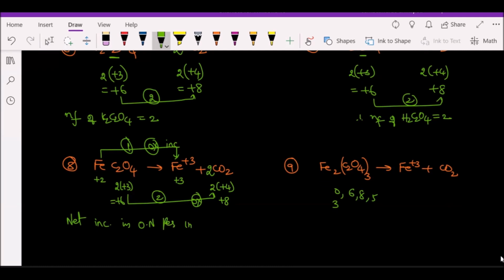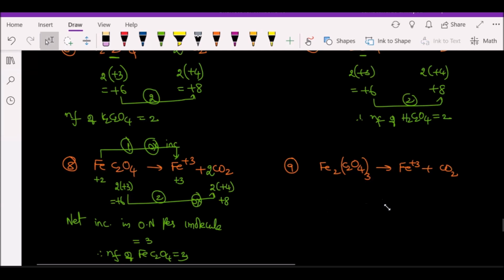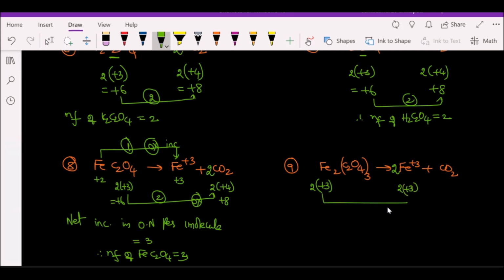For 1 mole or 1 molecule it is 3. Therefore, the N factor of FeC2O4 is 3. Apply the same logic for the right side also. What is the oxidation state of iron? Because you know the crisscross method, iron valency is 3 here. So iron is +3. Take here 2 irons, so 2 times +3. So iron, is there any change? No change at all. Now check the carbons.